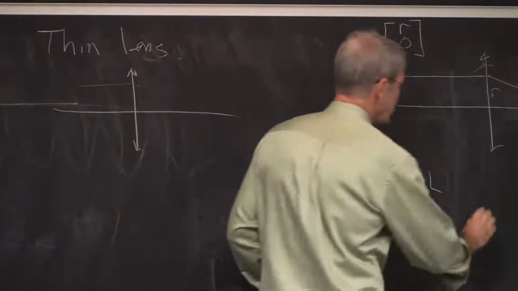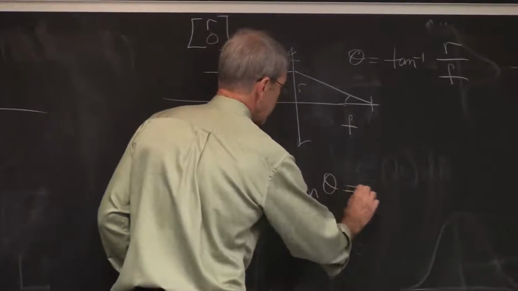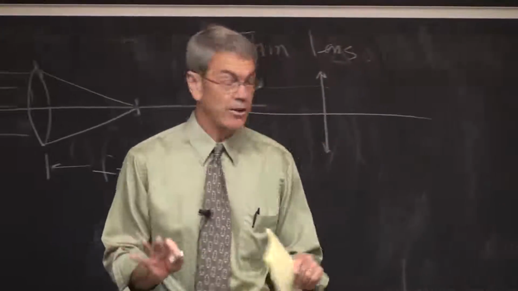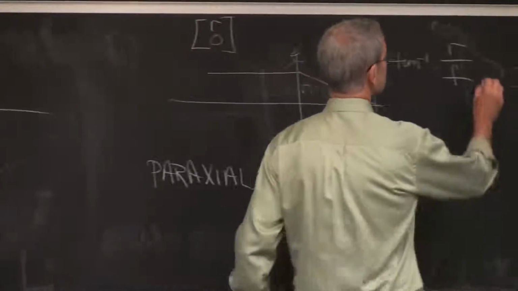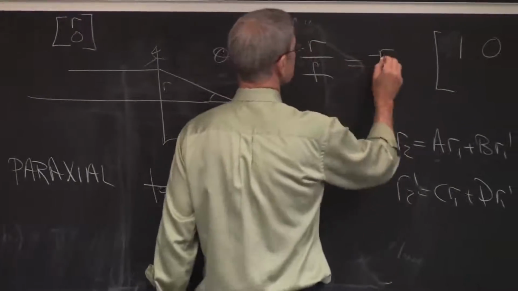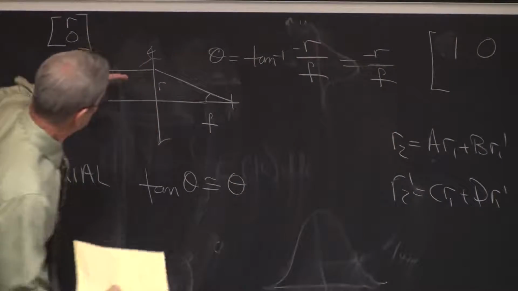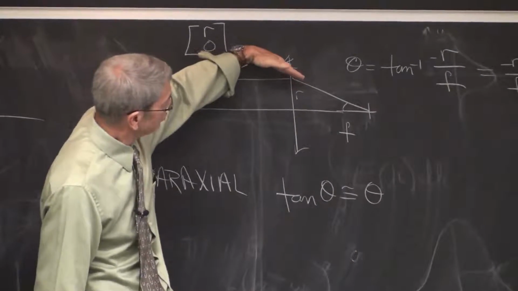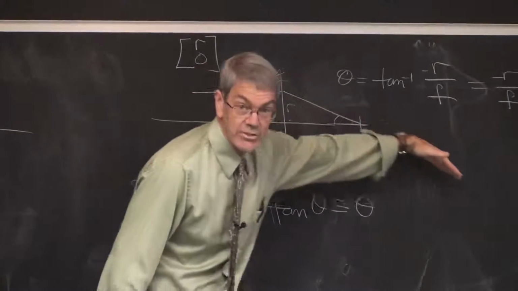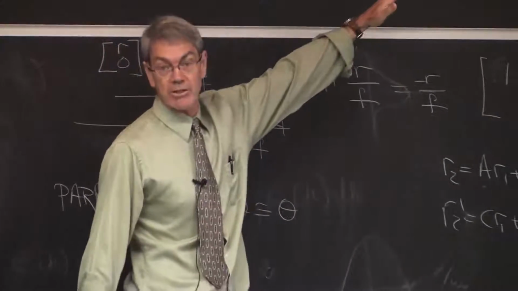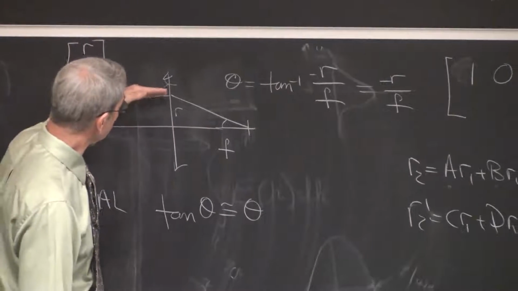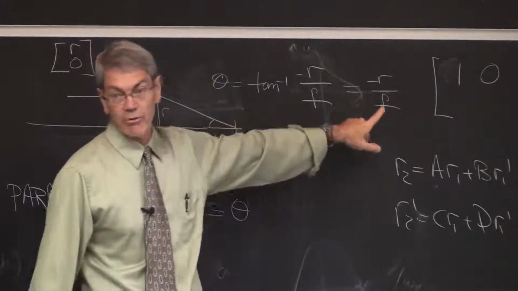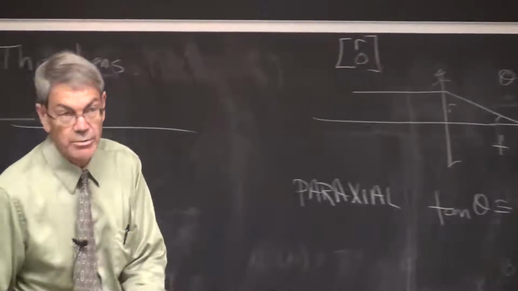What that means is tan theta equals theta. Now, if I do that, this becomes minus R over F. The slope is downward. How do I do slopes? The ray is moving along the axis. If it's moving down, that's a negative slope. If it's moving up, it's a positive slope. So I just ride with the ray. I'm going through here, going down, negative slope. So we get rid of the tan. It's just R over F. So this is the paraxial approximation.